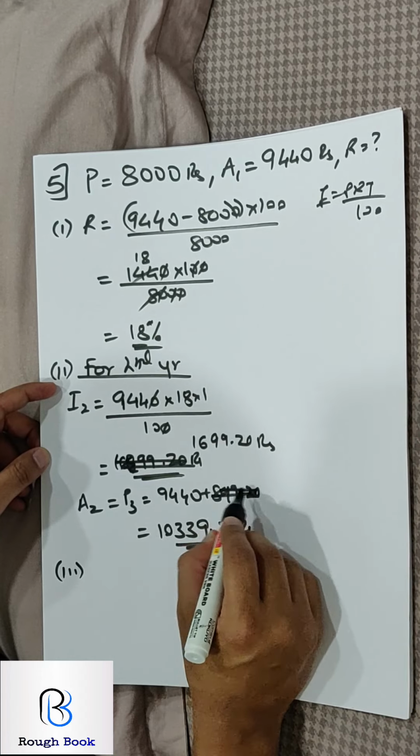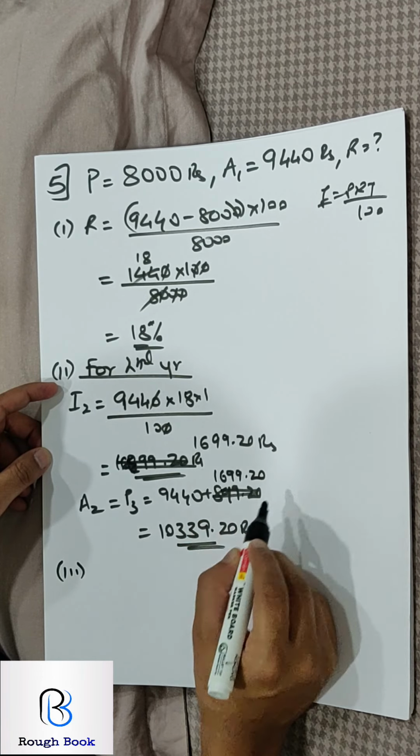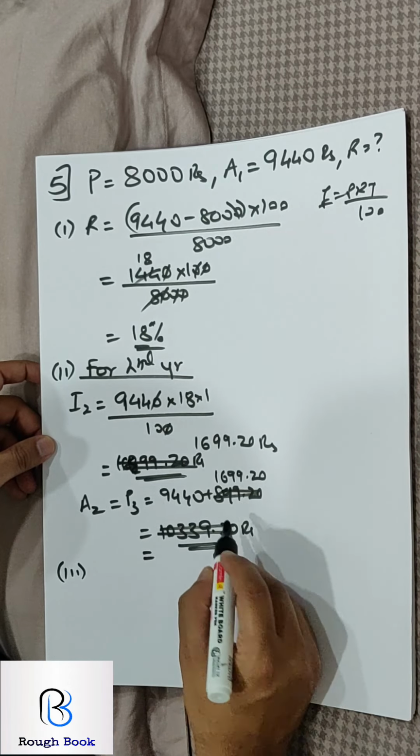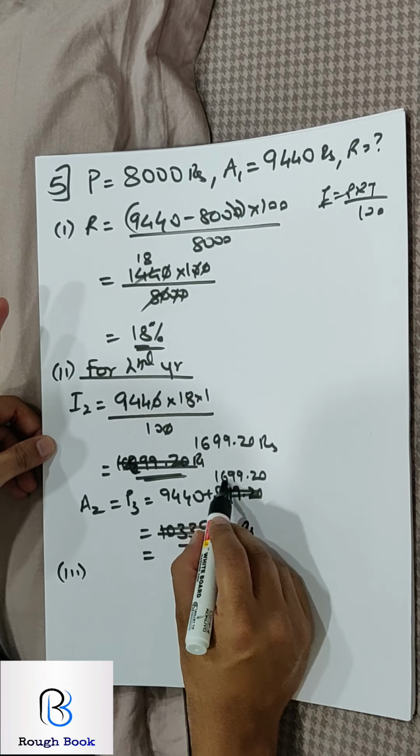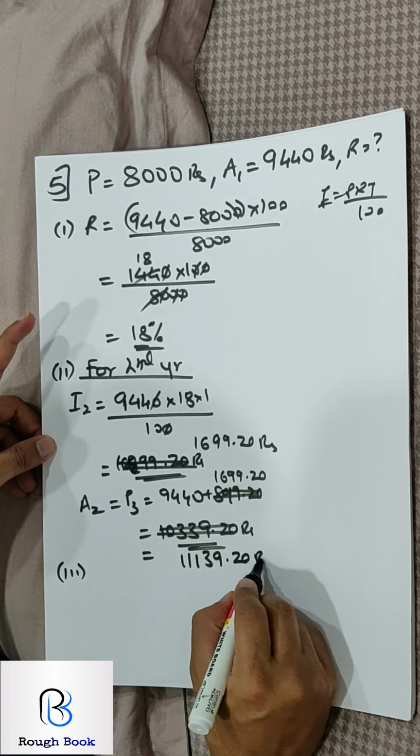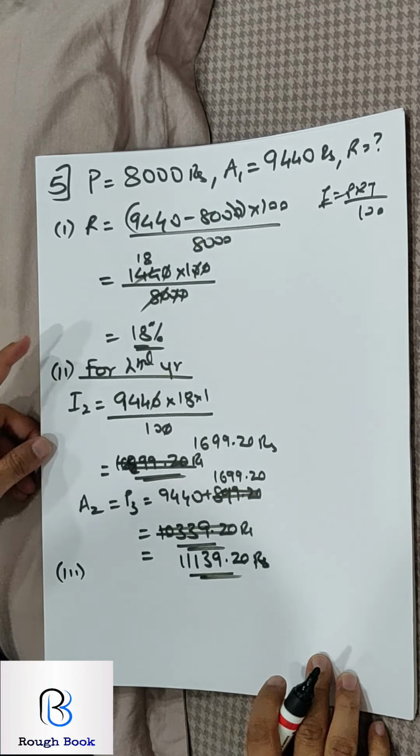1699.20. Here I will get 1699.20. So we get a new A2. So that should be 9. 9 plus 4 is 13. 10 and 1 is 11. 9, 10 and 1 is 11.20 rupees. Yeah, how many managed to get this?